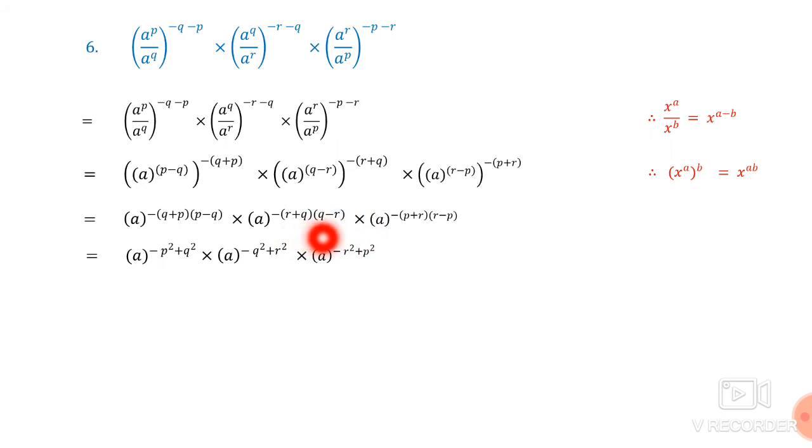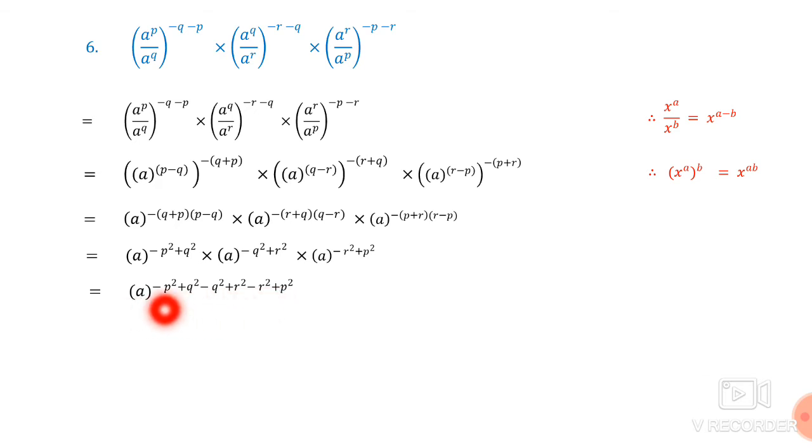When applying the formula it will become q square minus r square, and when multiplying it with the negative sign we will get minus q square plus r square. Here, when applying the formula it will become r square minus p square. When multiplying with the negative sign it will become minus r square plus p square. We have the same base, so we will simply add the exponents. Write the base once and add the exponents.